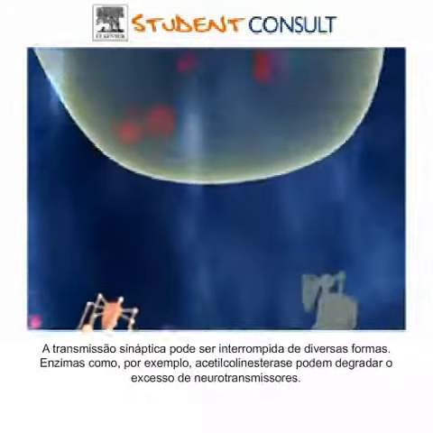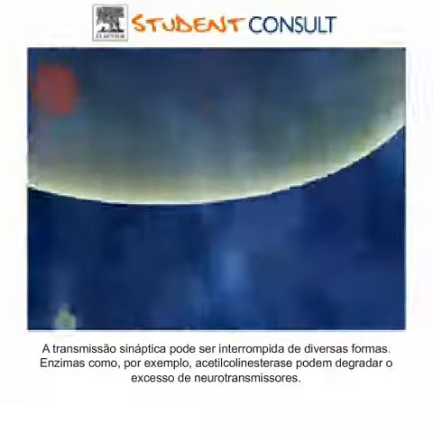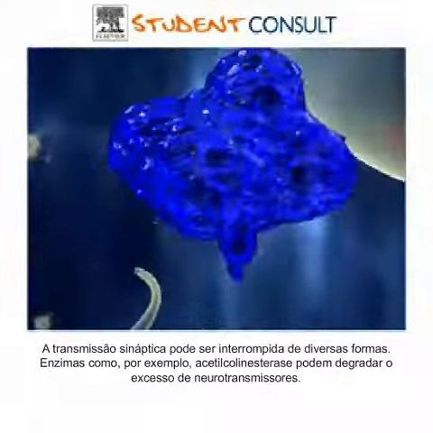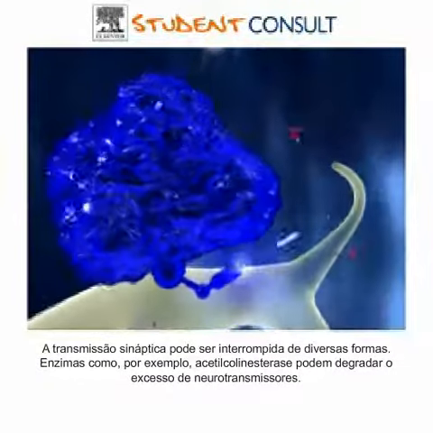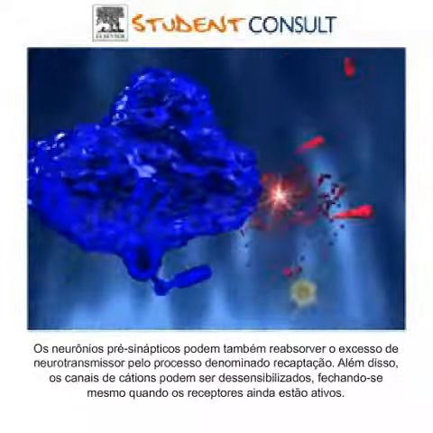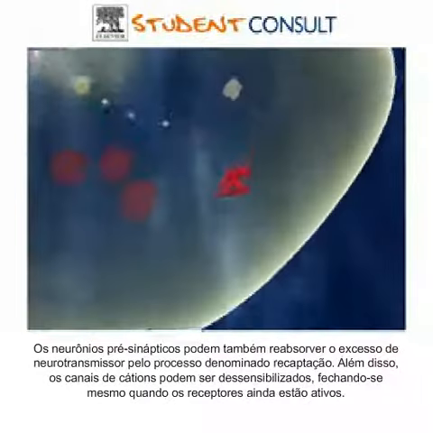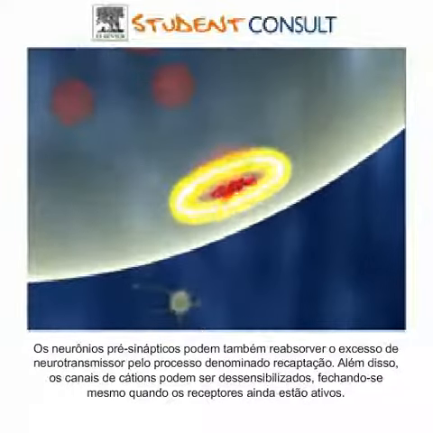Synaptic transmission can be stopped in a number of ways. Enzymes such as acetylcholinesterase can degrade the excess neurotransmitter. Presynaptic neurons can also reabsorb excess neurotransmitter through a process called reuptake.